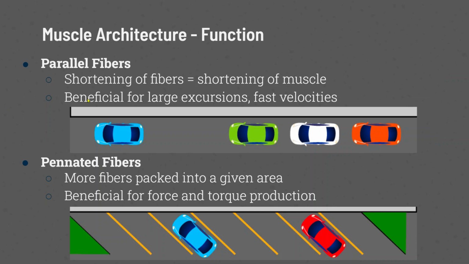This is a great illustration. Parallel fibers are beneficial for large excursions and fast velocities, these nice long fibers. With pennated fibers, you can pack more into a given area. So if we park like this, we can add more cars, and it's beneficial for force and torque production.